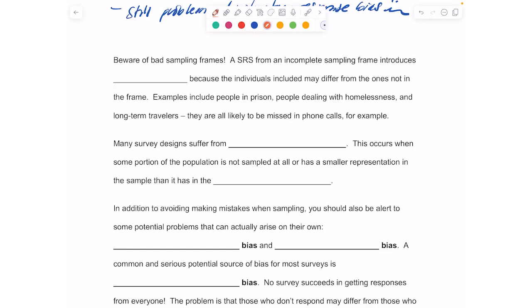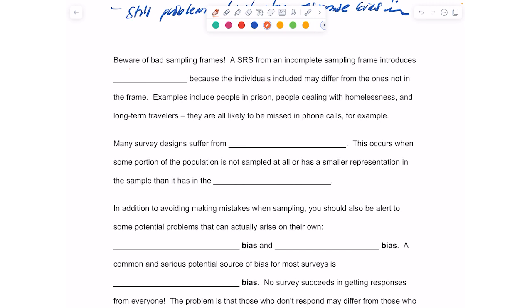And welcome back. In this video, we're going to look at different types of biases and then review this chapter at the end. So as we talked about before, if you have a bad sample, it doesn't really give us much information about the population. So beware of bad sampling frames, right? That list of individuals from which you're going to take a sample.